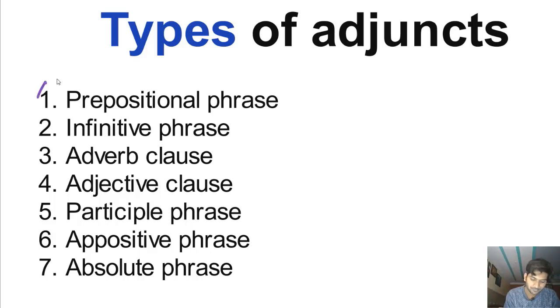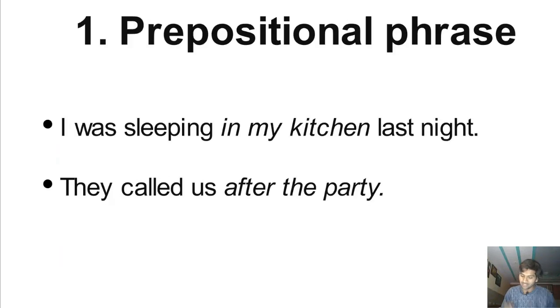Number one, prepositional phrases, we've already seen them. Infinitive phrases, we've already seen them. Adverb clauses, we've seen them. We'll again look at them. Adjective clauses, we haven't seen them yet. Participle phrases, we looked at one example. We'll look at more examples. Appositive phrases, we haven't seen them. And absolute phrases, we haven't seen them. We'll look at them. All right, so let's look at them as an adjunct one by one.